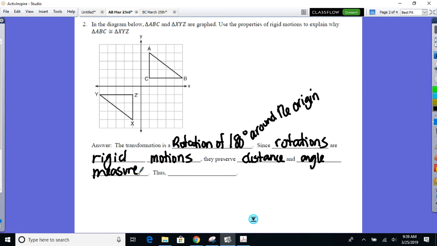But in this case, thus, what do we know about the triangles? Thus, triangle ABC congruent to triangle XYZ. Here's the basic setup of what you're going to write for me now.